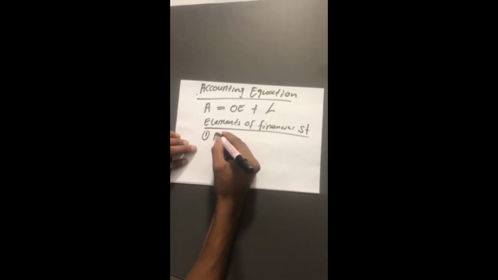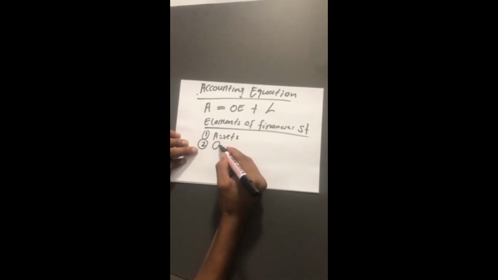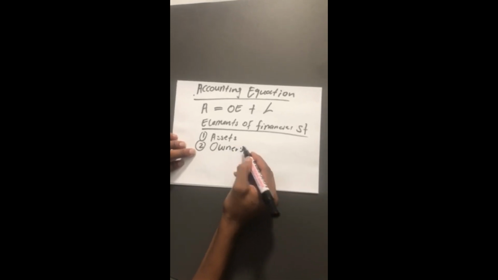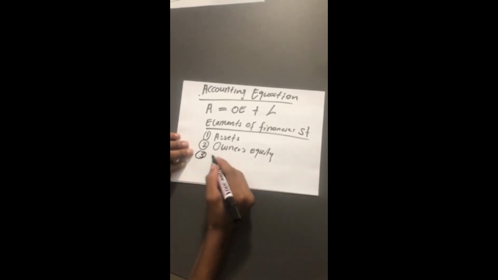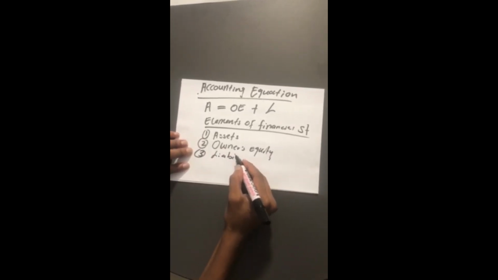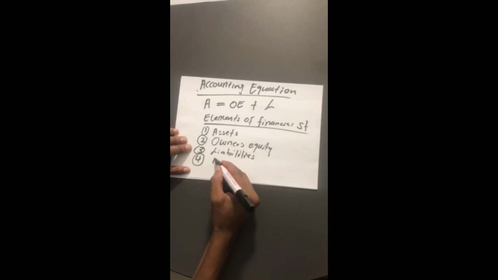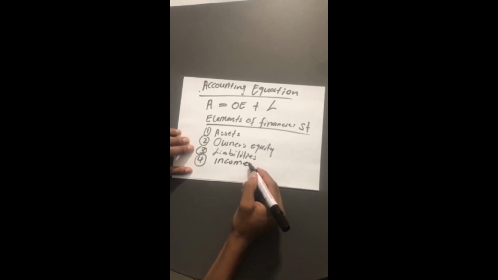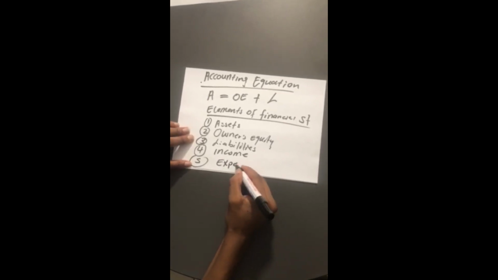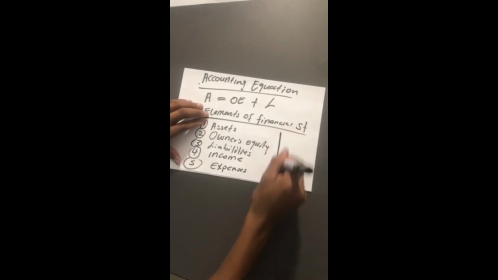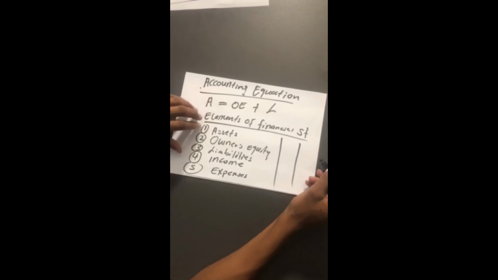1, assets. 2, owner's equity. 3, liabilities. 4, income. 5, and expenses. Right? So this is what you must know best before you come and prepare your accounting equation.